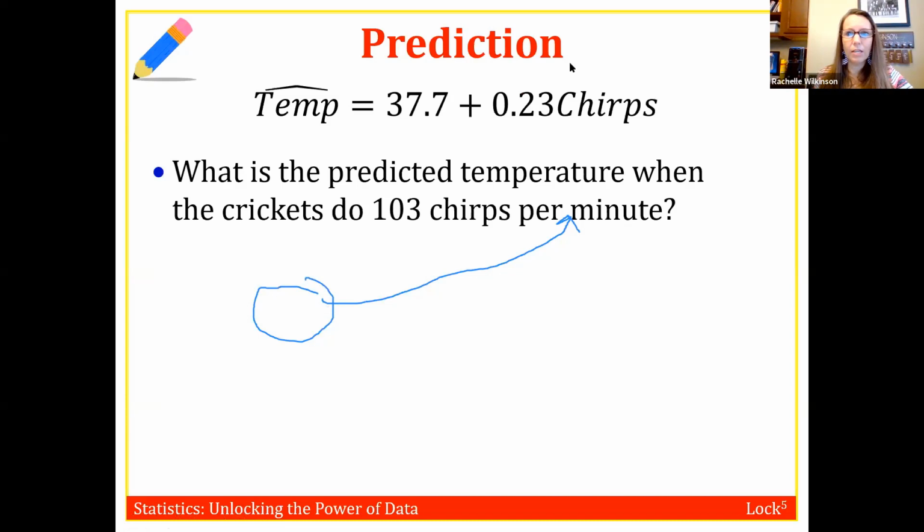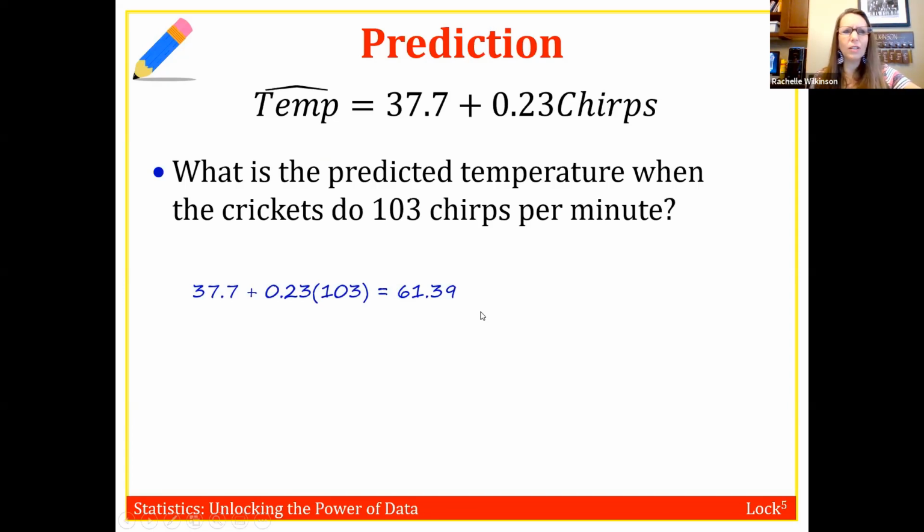Okay, so here's another one. What would be the predicted temperature when the crickets are chirping at 103 chirps per minute? Try that out and see what you get. Okay, perfect. So we get 61.39 when you plug that in. So basically you can make predictions for any value of X. You give me an X value, all we have to do is plug it in. We can get a predicted value out of that.